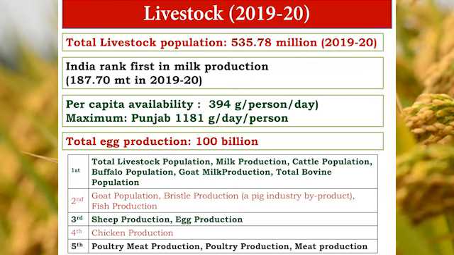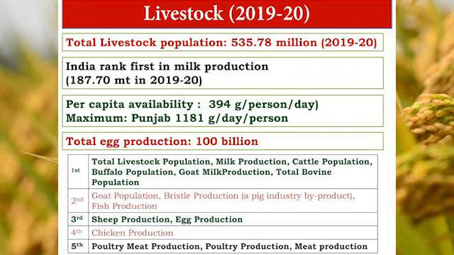India ranks second in goat population, bovine population, and fish production. India ranked third in sheep population and egg production. India ranked fourth in chicken production. India ranked fifth in poultry meat production.